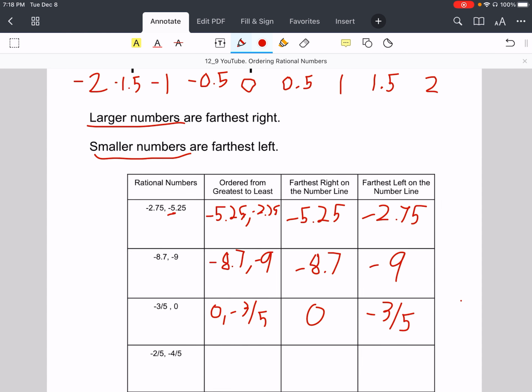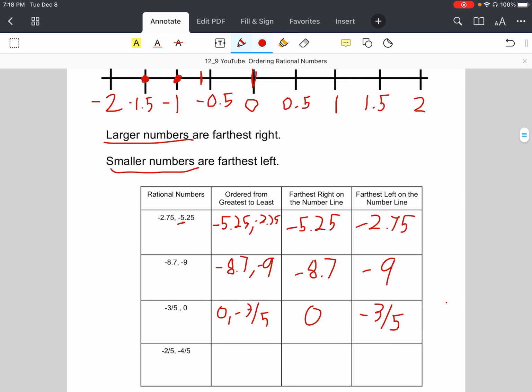And last one, negative 2/5 and negative 4/5. So negative 2/5 would be about here. Negative 4/5 is about here. Negative 2/5 is to the right, so it's going to be bigger. So negative 2/5 is bigger on the right, and negative 4/5 is smaller on the left.